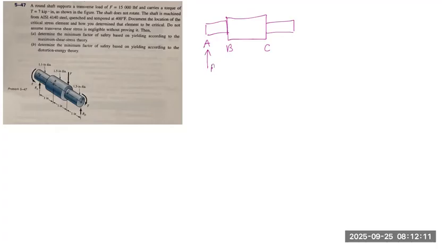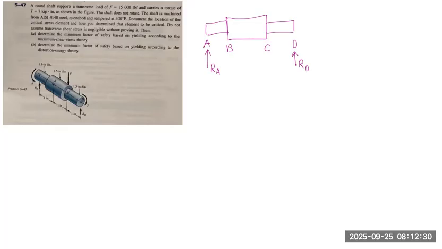We can call it RA. And sorry, this end is called D. So at D we have a reaction force pointing upwards too, which is RD. So first things first is to determine the reaction forces.